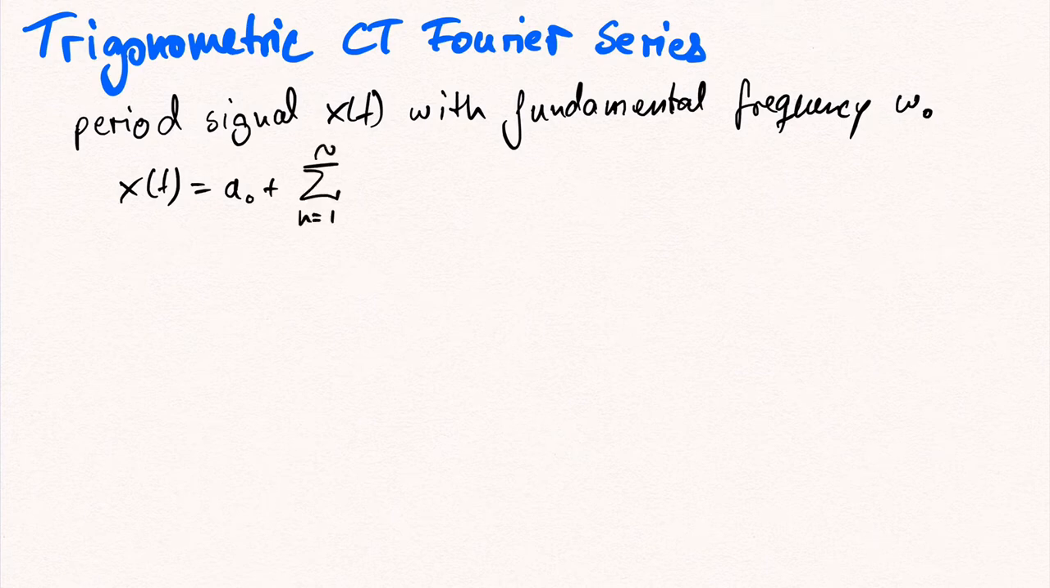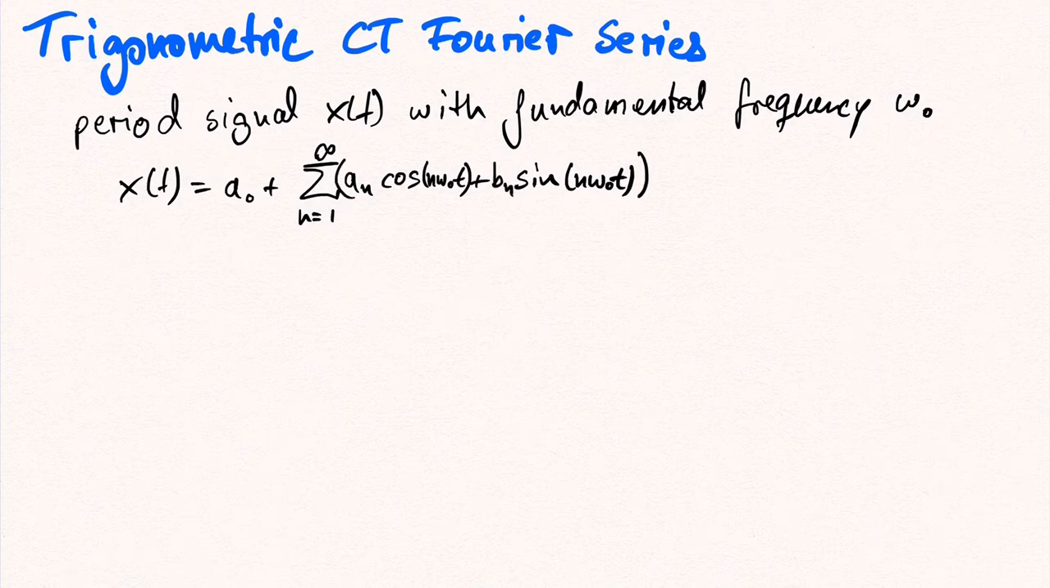n equals 1 to infinity of cosine and sine terms, where the frequencies of the cosine and sine terms are multiples of the fundamental frequency omega 0. The cosine terms are weighted with factors an, and the sine terms are weighted with factors bn. So we see here that the frequency omega 0 reappears as multiples in the frequencies of the cosine and sine terms. So this is given as soon as we know x of t.